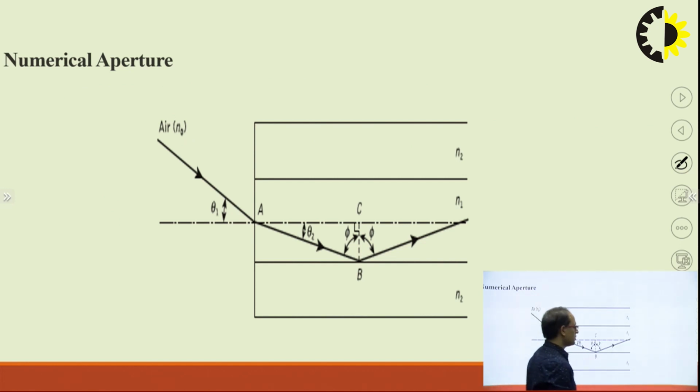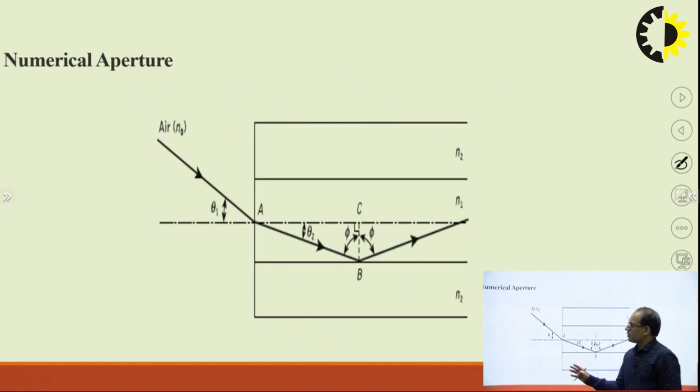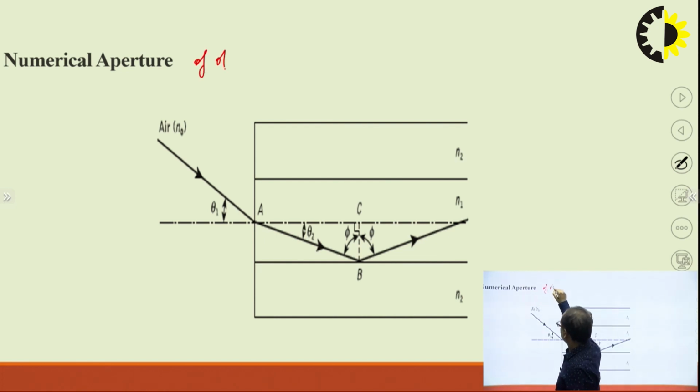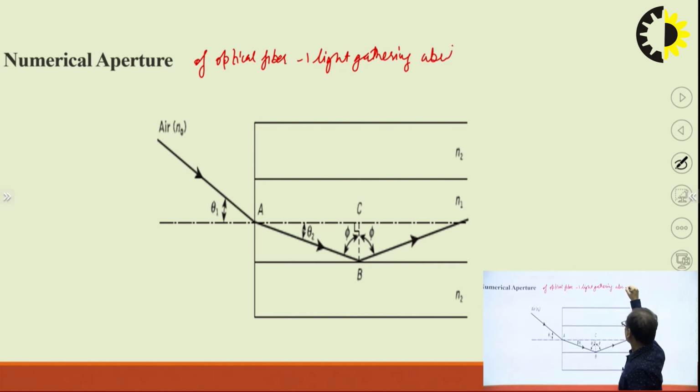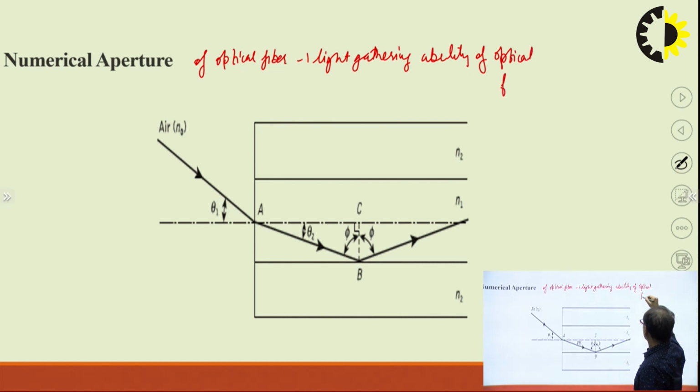Now the next term is the numerical aperture. Numerical aperture is what? It is the light gathering ability of the optical fiber cable. It means how much light can enter into the optical fiber cable and will perform total internal reflection.